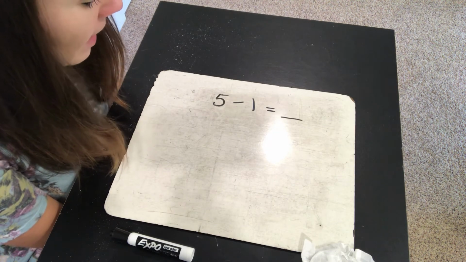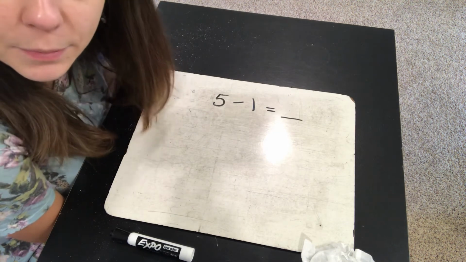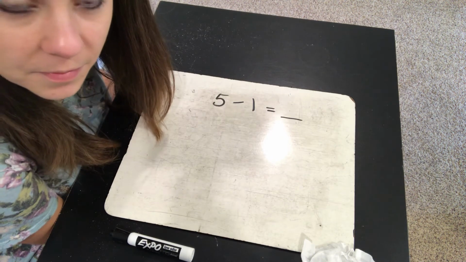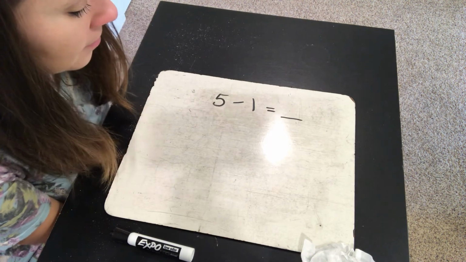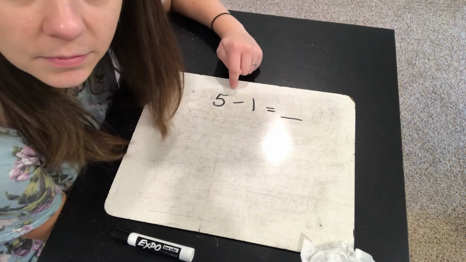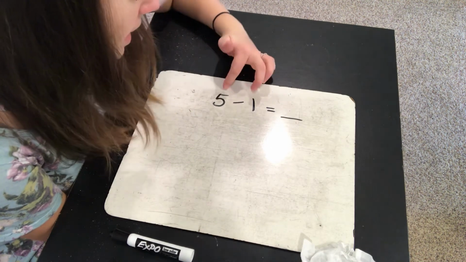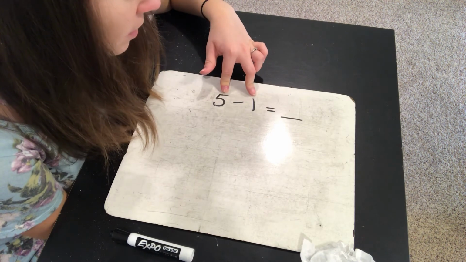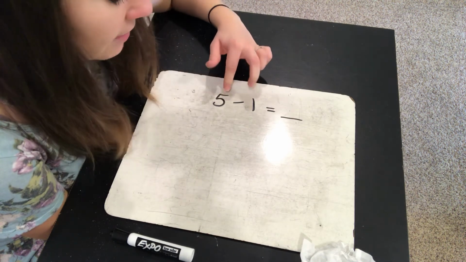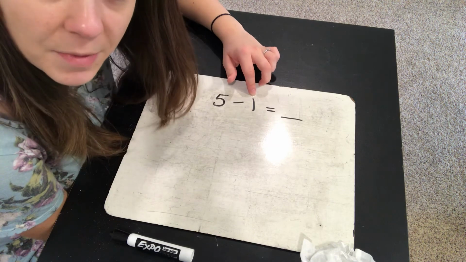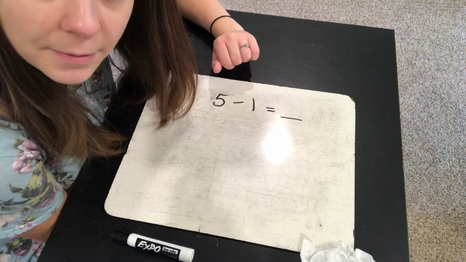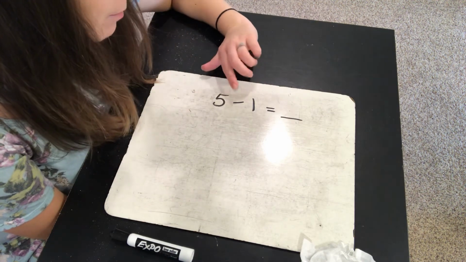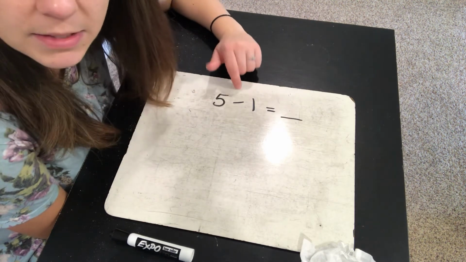I have 5 red M&Ms and 1 blue M&M. How many M&Ms do I have altogether? Does this work? If I have 5 red and 1 blue, is that 5 minus 1 if I'm asking how many altogether, or 5 plus 1? The problem I told would be 5 plus 1, so it would not go with this number sentence.